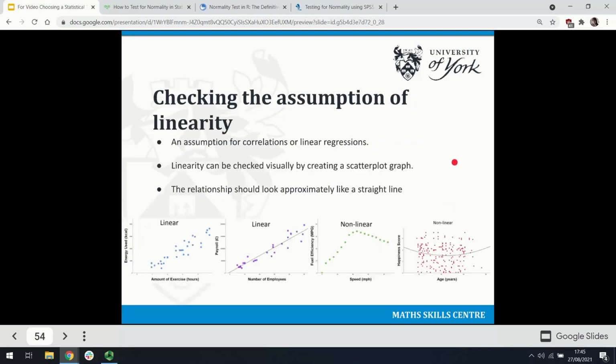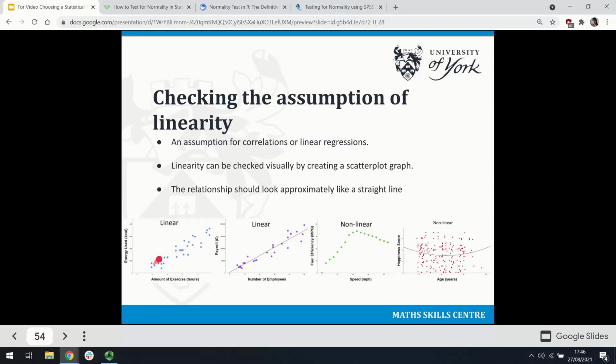The other assumption is linearity. That's common for correlations or linear regressions. And you can check that by creating a scatter plot. So you're plotting one variable against another variable. So these are just 4 different examples. And what we're looking for is that the relationship doesn't have to be a really straight line. It just has to be an approximate sort of straight relationship, if you like.